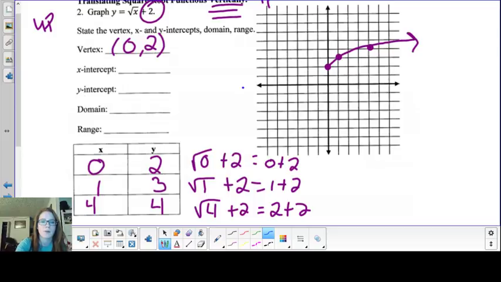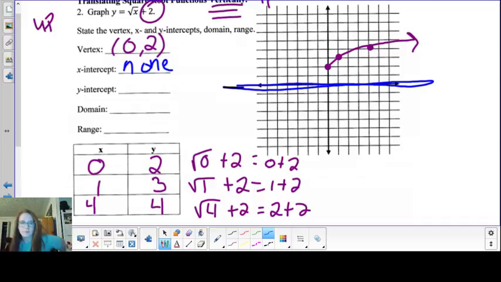My x-intercept is whatever hits the x-axis. Well, does anything hit that line? Nope. So there is none. My y-intercept is anything that hits the up and down. Do we have a point that hits that red line? That's my vertex point as well. So again, we'll be using a lot of the same points several times.